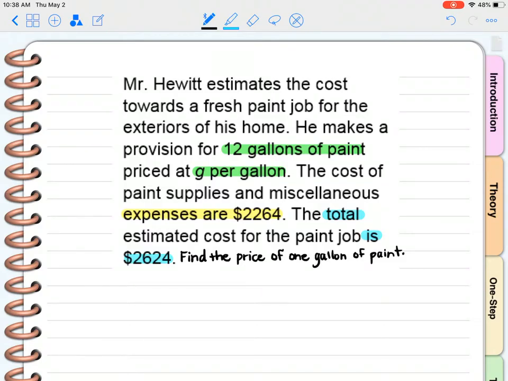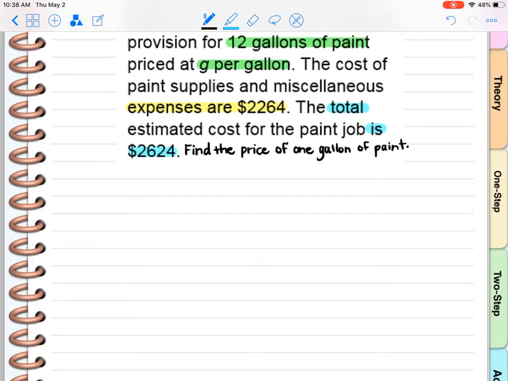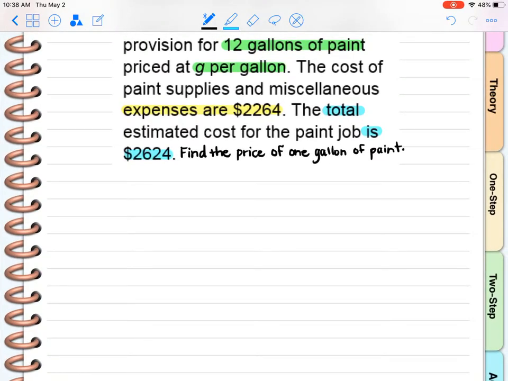So I have 3 pieces of this problem. Essentially, you have 3 expressions here. You have the paint expression. So obviously, if he's going to paint the house, he has to buy the paint. And the expenses, all the things I mentioned a minute ago. And all of that totals $2,624. Okay.